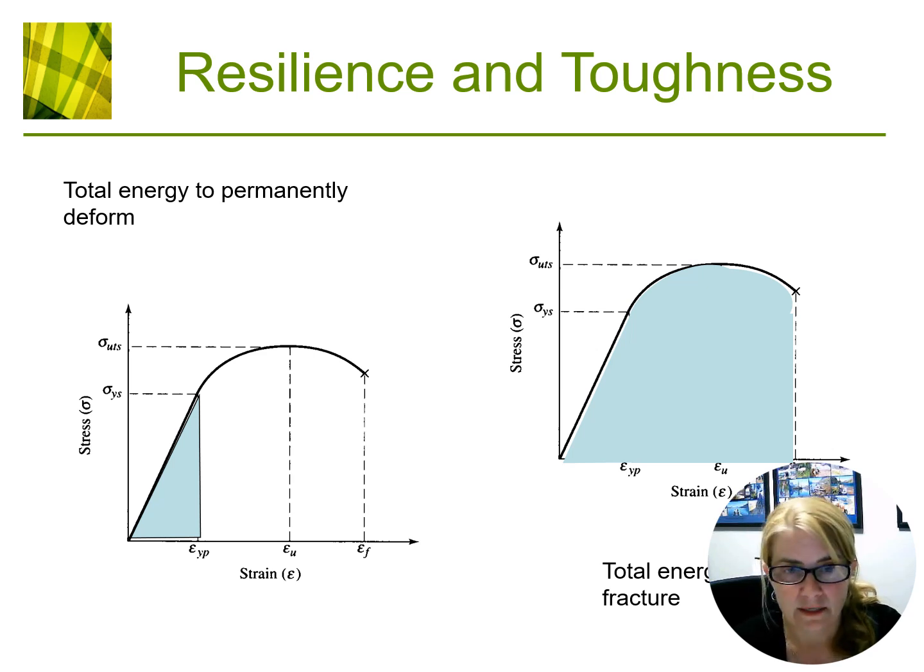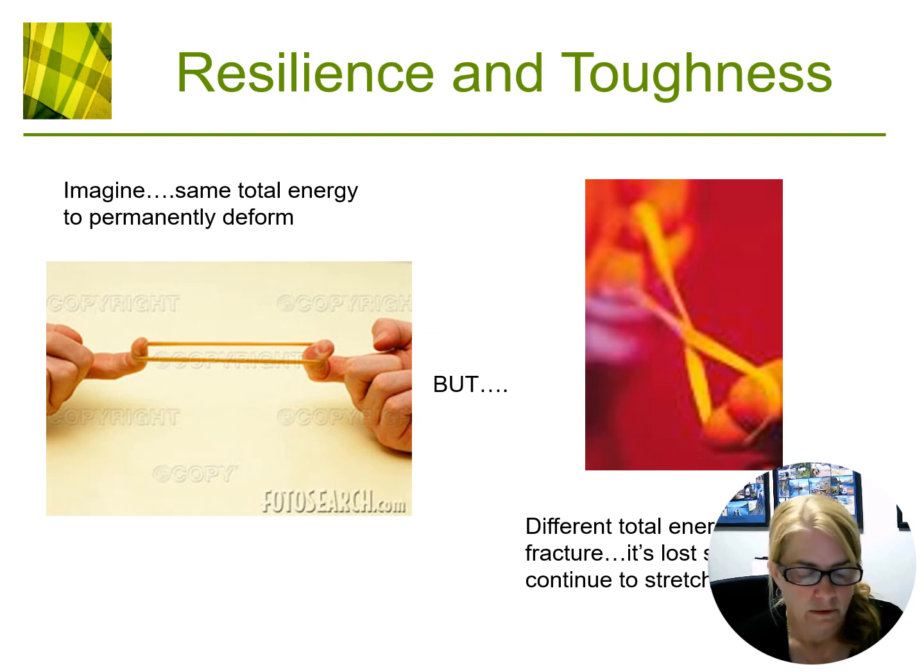I think about this, and total energy to permanently deform, total energy to totally fracture is at the end. So resilience versus toughness again. Resilience is the same total energy to permanently deform, but toughness is a different total energy to fracture. It's lost its shape but continues to stretch before it gets to that toughness area where it breaks.